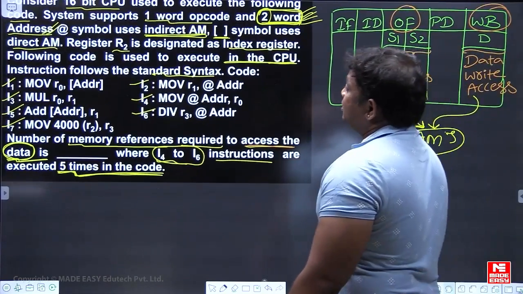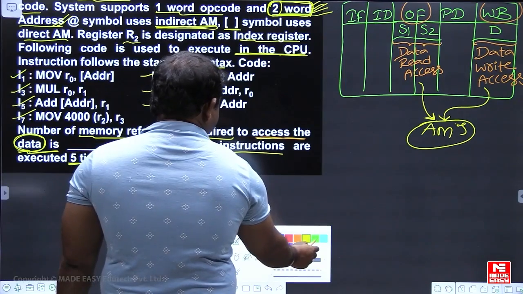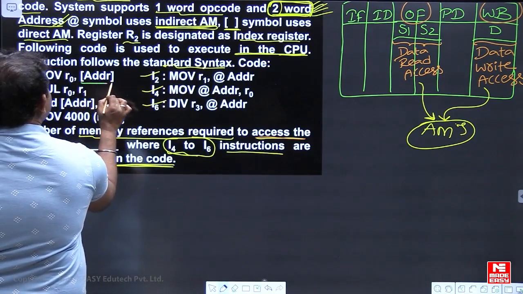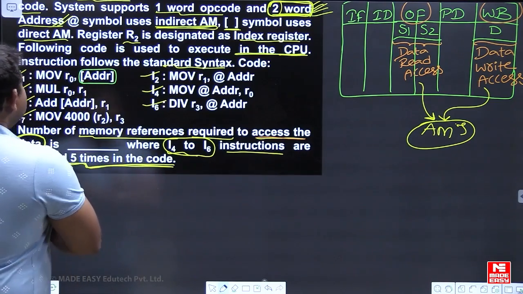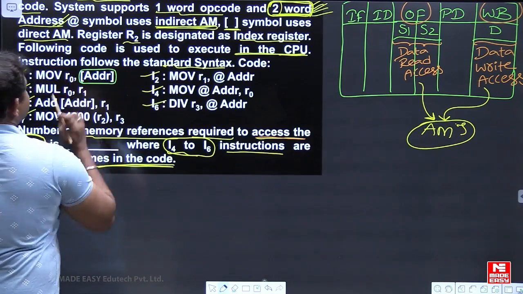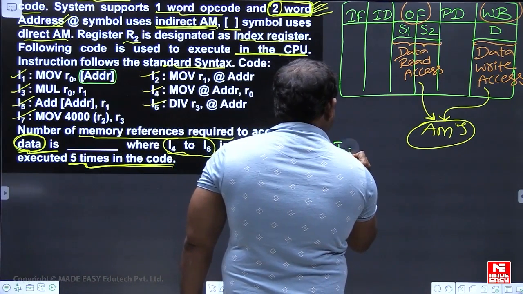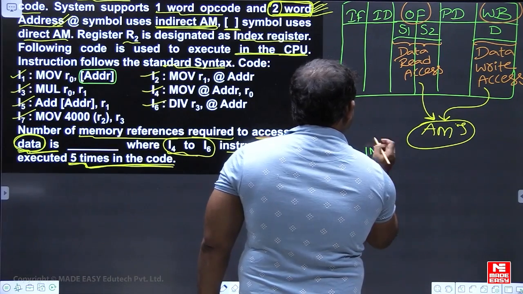Now identify the information. First instruction: instruction 1 is a data transfer instruction. Square brackets indicate the direct addressing mode. So for instruction 1, only one MR is required. This is the source.